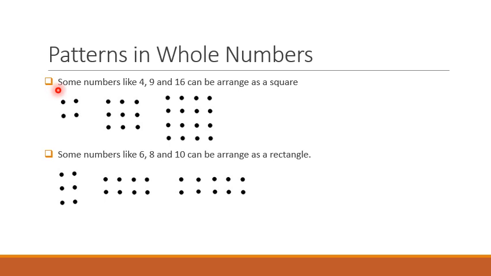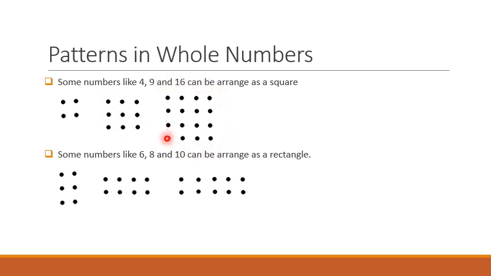Now there are certain numbers like 4, 9, 16 which can be arranged in the form of a square. These numbers are known as square numbers. To represent 4, we can represent it using dots in this way: 1, 2, 3, 4. Similarly, 9 can be represented in the form of a square. 16 can also be represented in the form of a square.